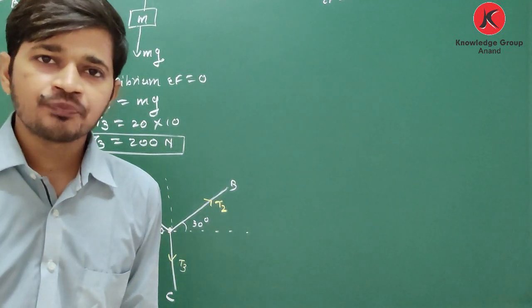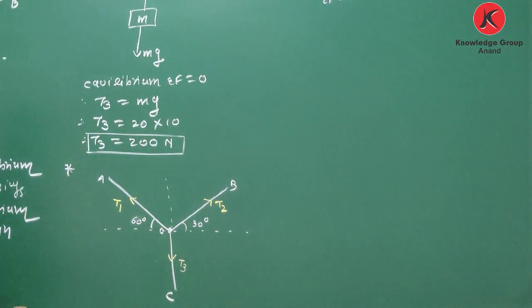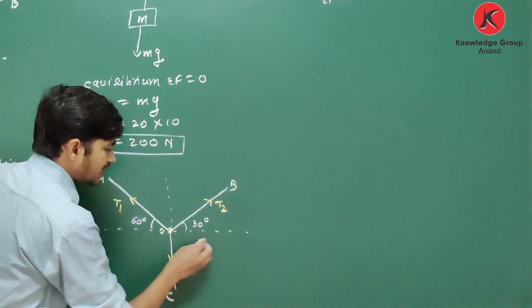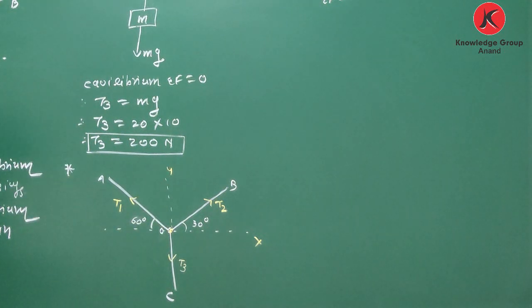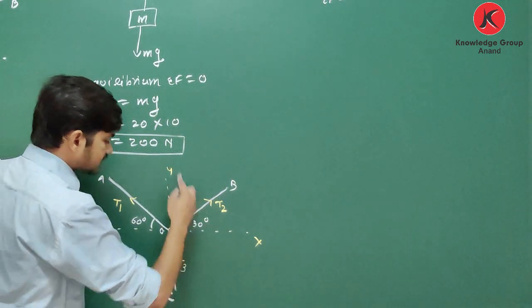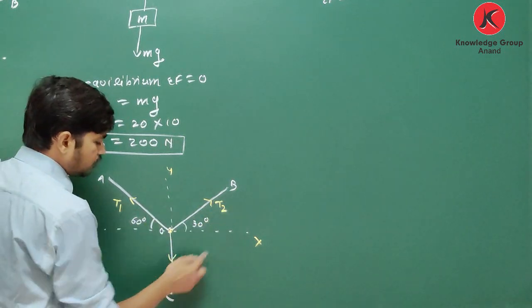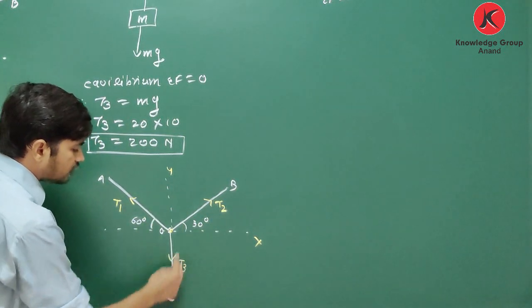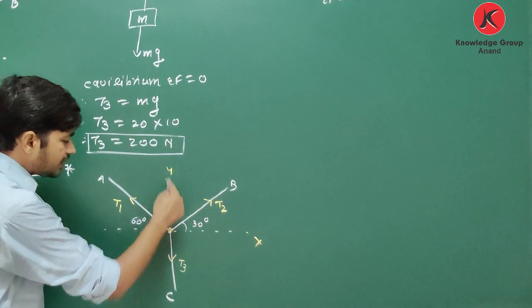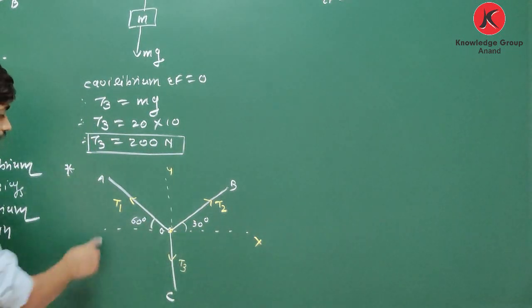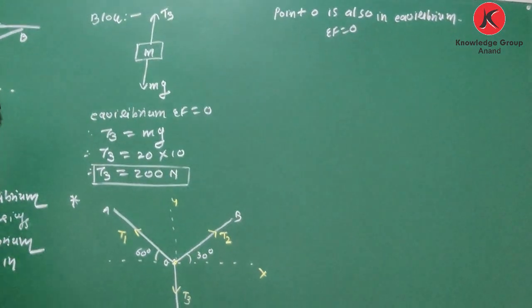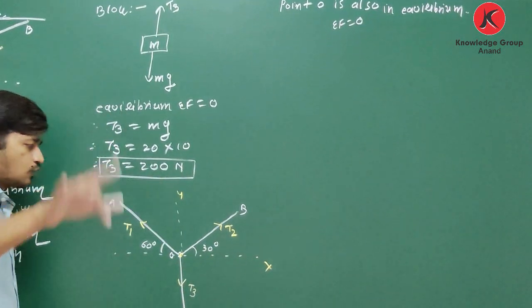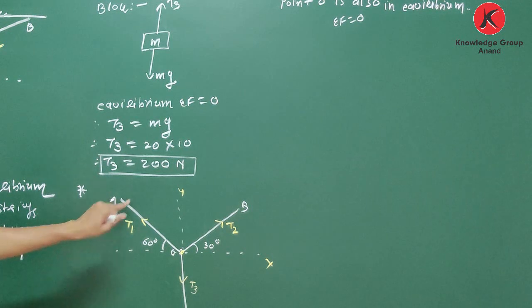Clear about this? Now I am assuming this is the origin, with the x-axis and the y-axis. Out of T1, T2 and T3, only T3 is along the y-axis. T1 and T2 are not in the x or y direction. So we have to resolve T1 and T2.